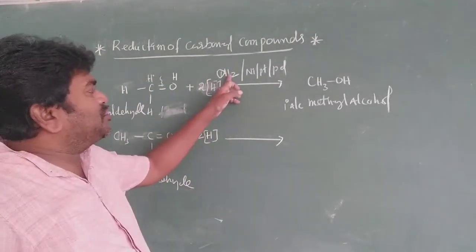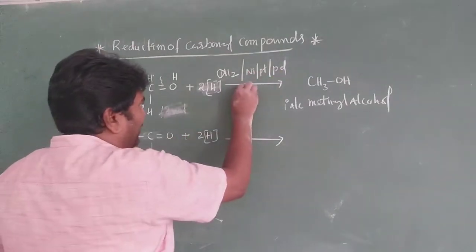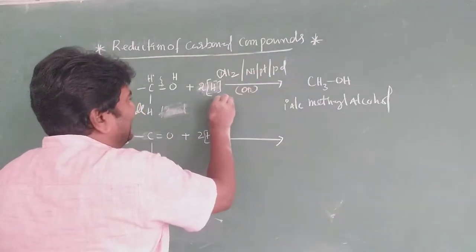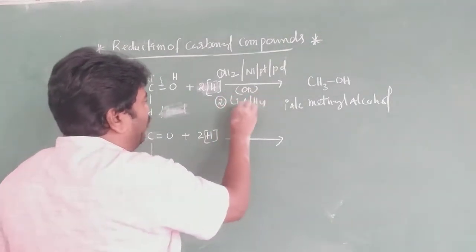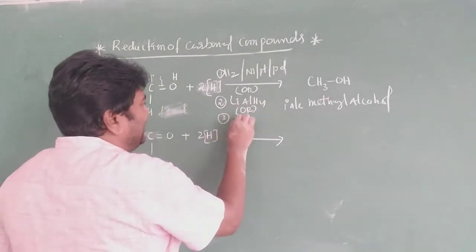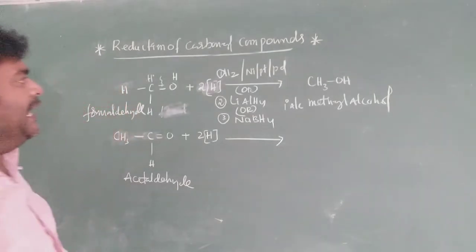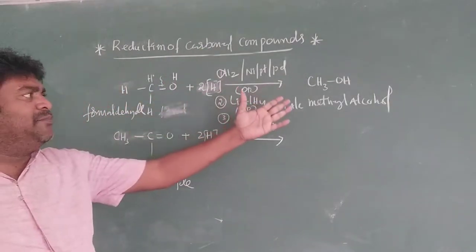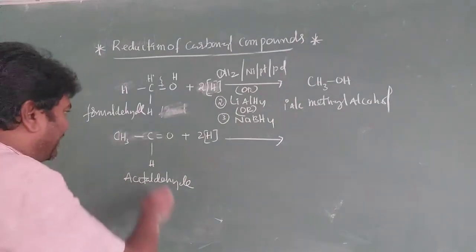Okay, addition of H2 in presence of nickel, platinum or palladium, or a second reagent, that is LiAlH4, or a third reagent, NaBH4, sodium borohydride. Anyone you will take. Okay, same thing, you have to form this one. Same, it is acetaldehyde. You will get the same thing here.